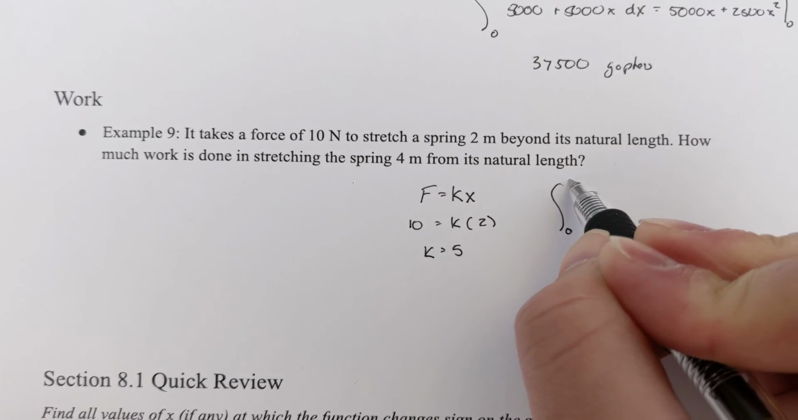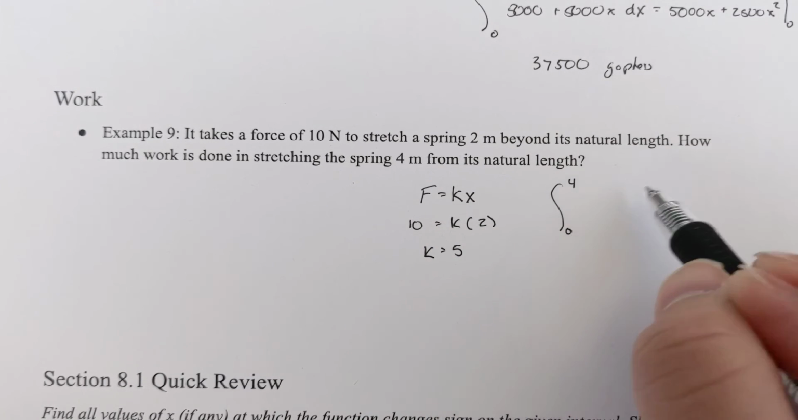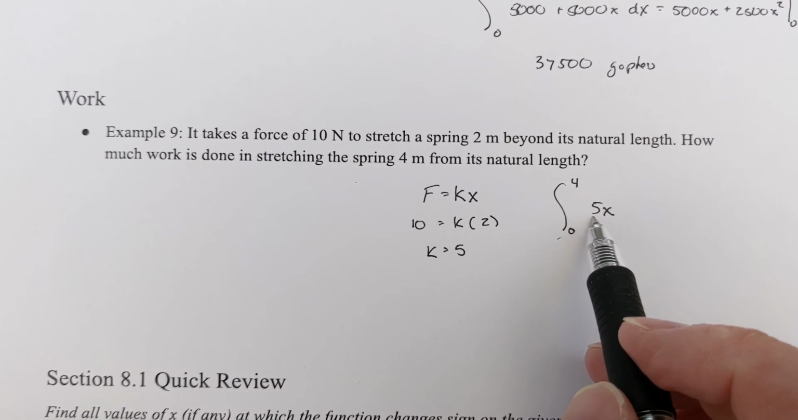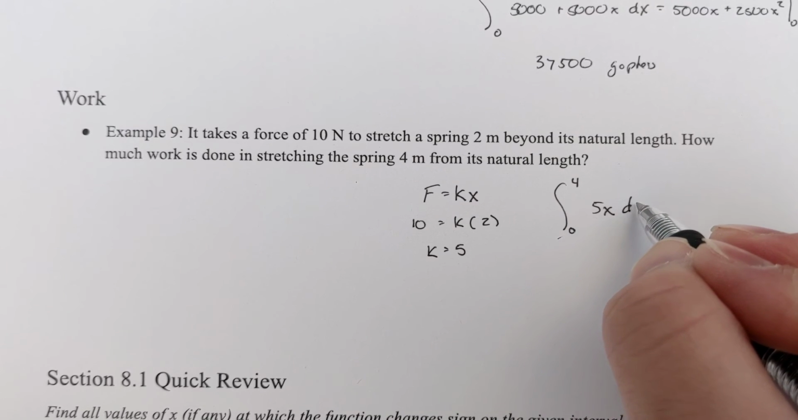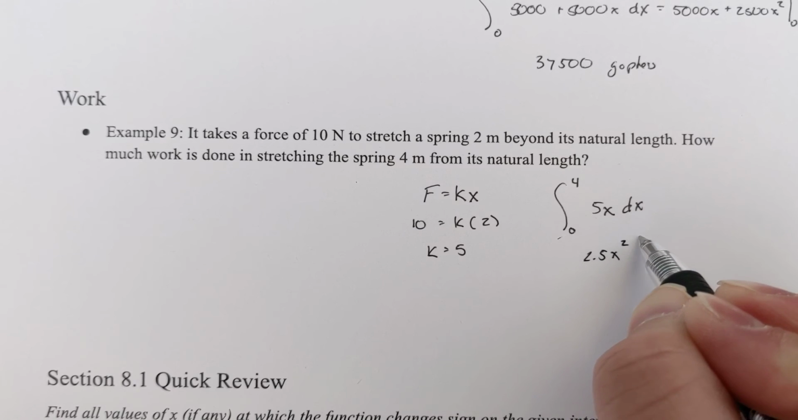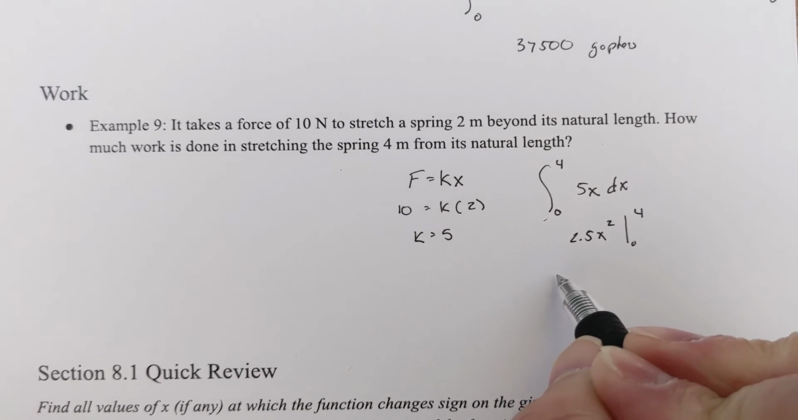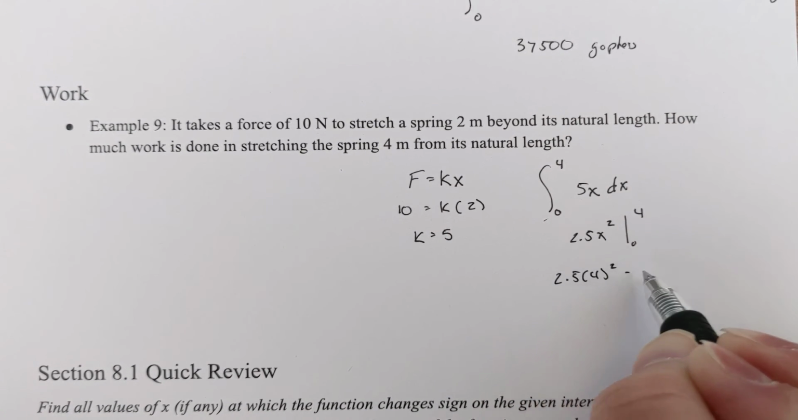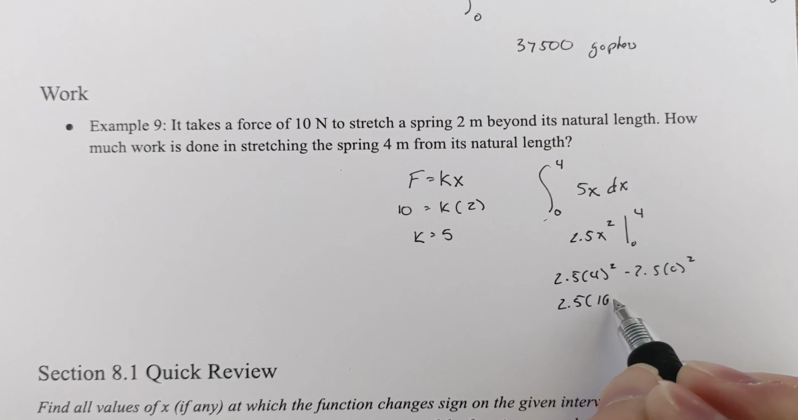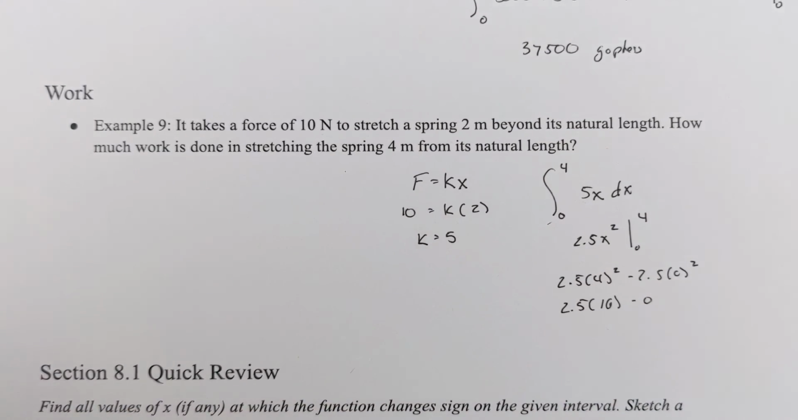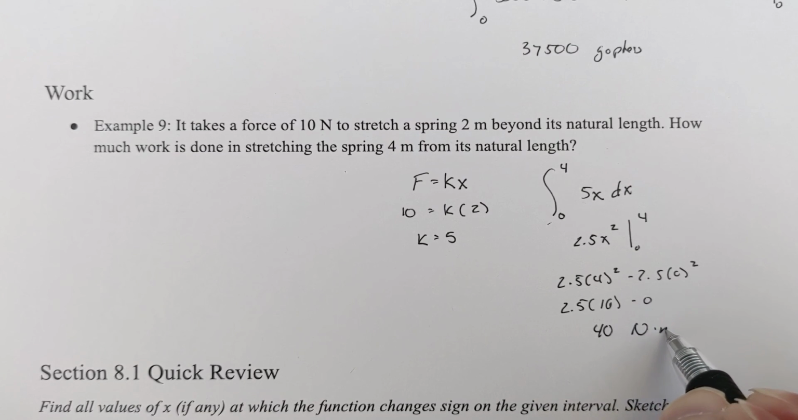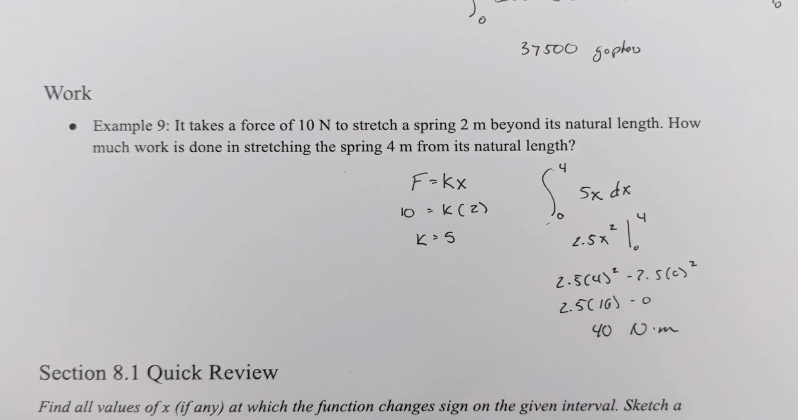So from 0 to 4 of our force function gives us work. So work is the antiderivative of the force. So here's your force equation from 0 to 4. This becomes 2.5x squared, evaluated from 0 to 4. So 2.5 times 4 squared minus 2.5 times 0 squared. So this is 2.5 times 16 minus 0. So 2.5 times 16 is 40 newton meters. And that is the end of the section.